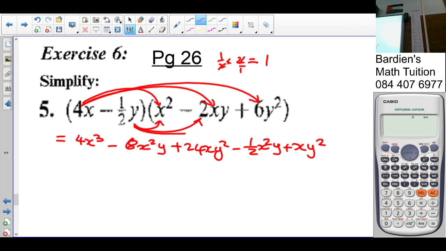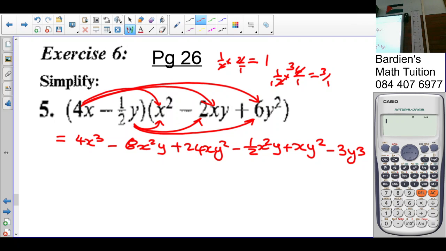What is negative a half y times 6y squared? Positive times negative is negative. A half times 6, so it's 6 over 1, goes 3 times. So it's 3 over 1, so it's 3y cubed. Okay. Any confusion there? No.